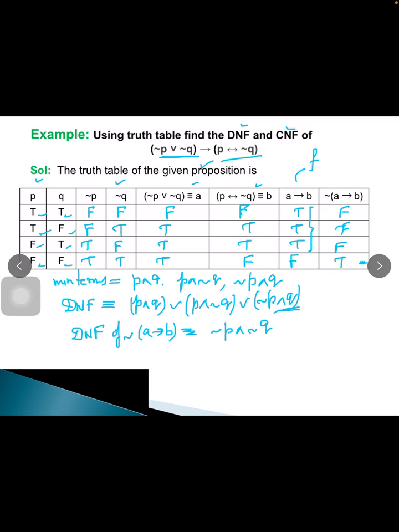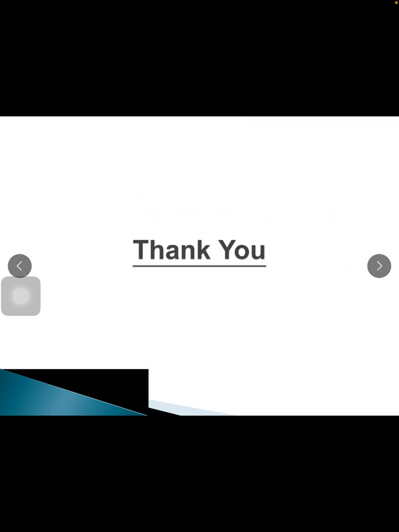And for the CNF we need to find the negation of this again. When we negate it again, it becomes negation of negation P and negation of Q. Now we use De Morgan's law. According to De Morgan's law, and applying the involution law, negation of negation P becomes P, the AND converts into OR, and negation of negation Q is Q. So now we have P or Q. This is our required CNF. Clear how to find the DNF and CNF? Okay, so today's lecture is completed now.